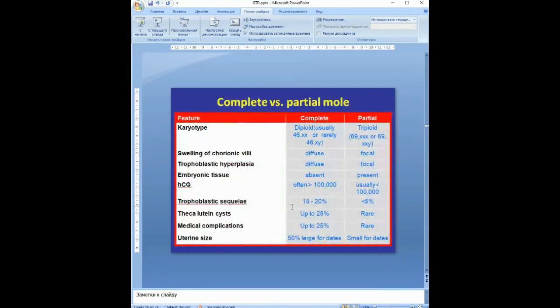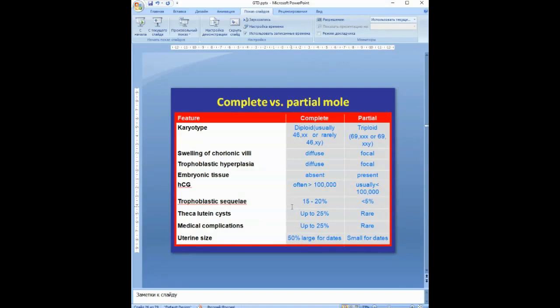Now, in this table, there are summarized the characteristics of complete and partial mole. Karyotype in complete mole is diploid, usually 46XX or rarely 46XY. In partial, triploid, 69XXX or 69XXY. Swelling of chorionic villi is diffuse in complete and focal in partial mole. Trophoblastic hyperplasia is diffuse in complete and focal in partial mole. Embryonic tissue is absent in complete mole and present in partial mole. HCG is mostly more than 100,000 milli-international units per milliliter. In partial, mostly less.